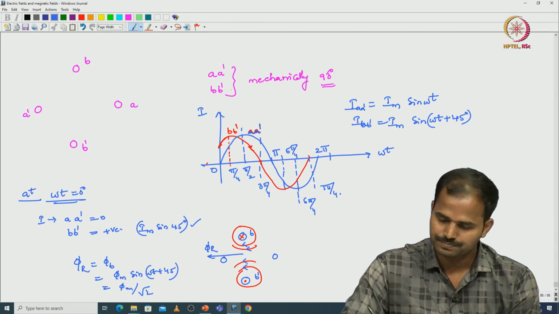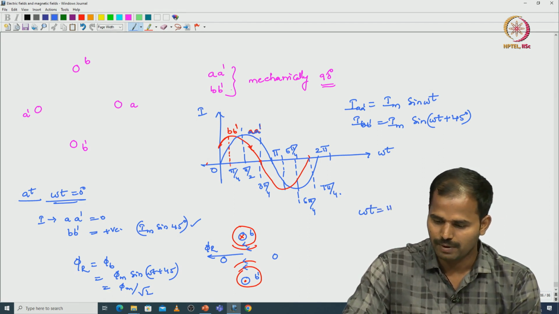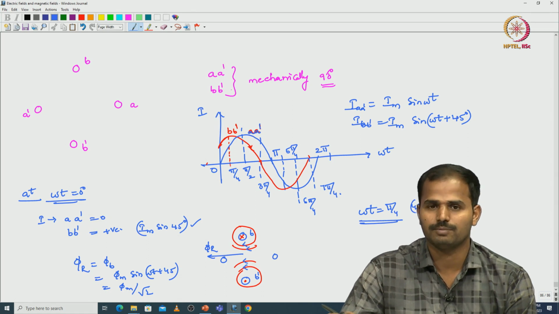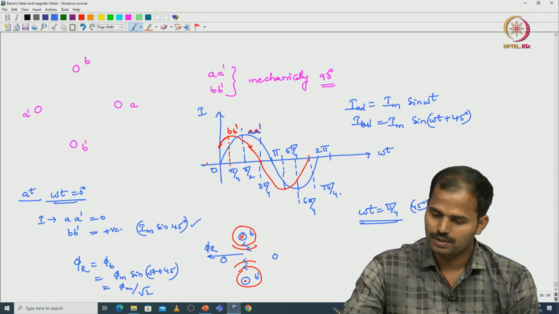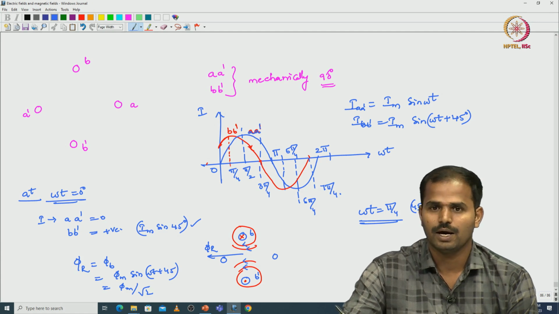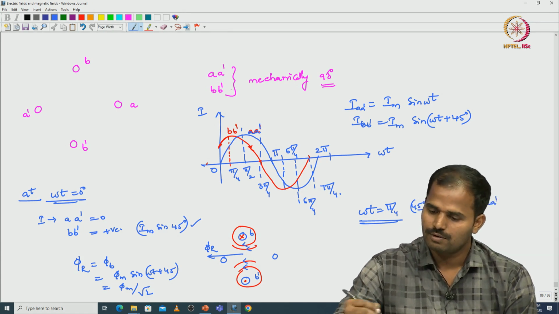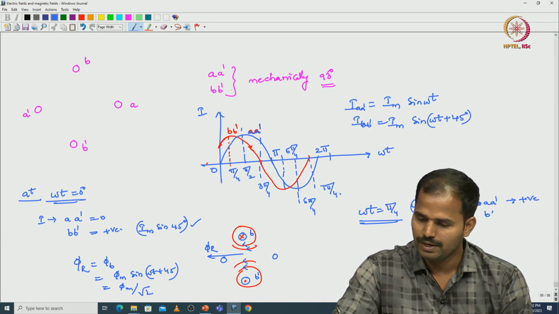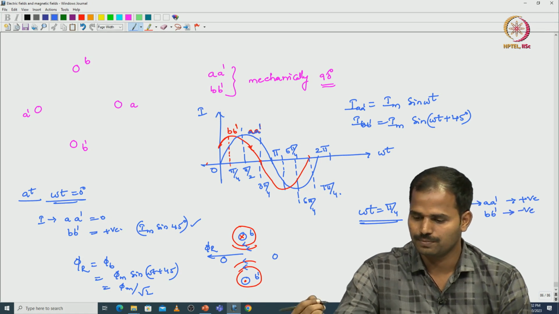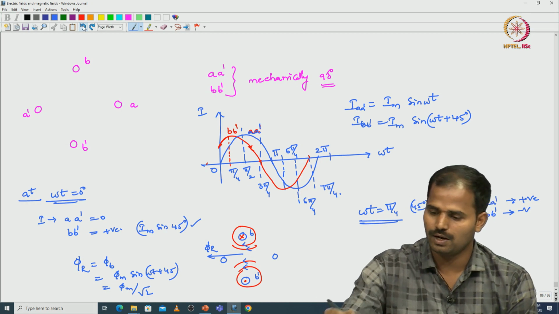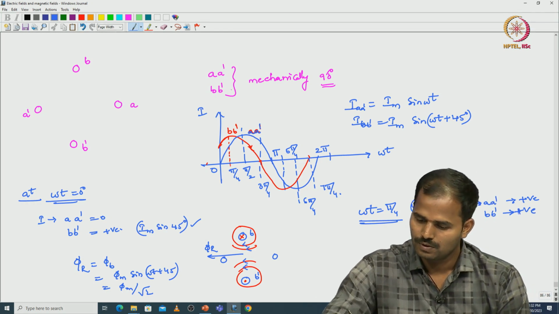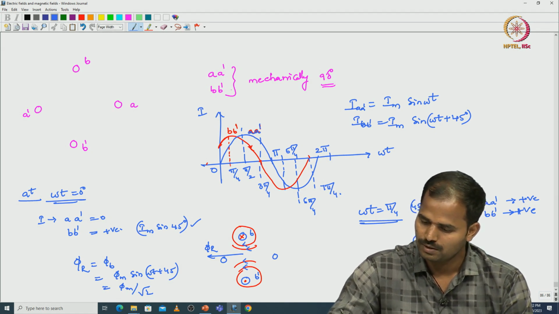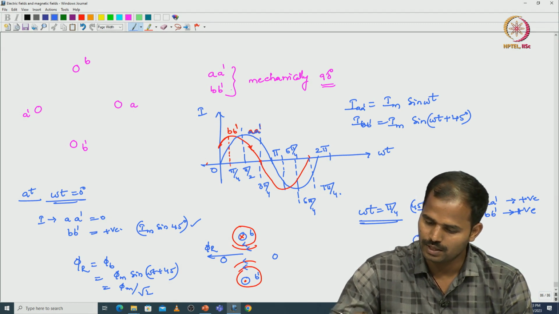The next condition, omega t equals pi by 4, or 45 degrees. What kind of magnetic fields are there, we will see now. The current with respect to this condition, for A, A dash coil is positive and B, B dash coil also positive. So, conductor placements will be the same, this is B and B dash, this is A and A dash.